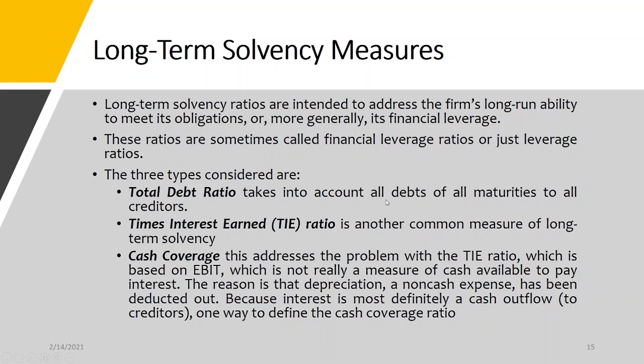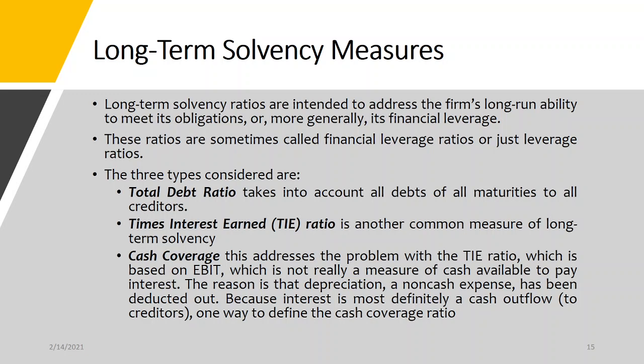The total debt ratio takes account all debts of all maturity, whether short-term liability, current liability, or long-term debt. Then this takes account into earning before interest and tax. But because depreciation is a non-cash expenses, it is normally added to EBIT before we are able to compute the other one.